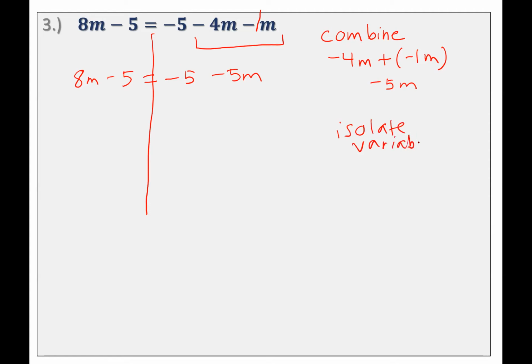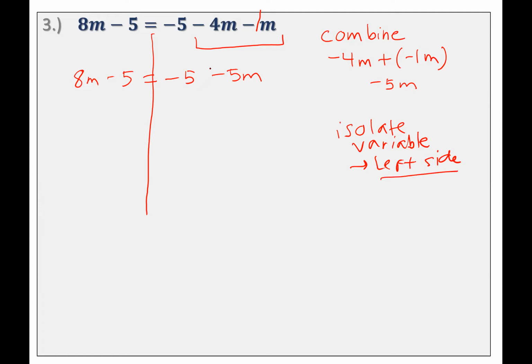And I'm going to try to get that variable to the left side. It doesn't have to be the left side, but that's kind of what I'm in the habit of doing, and I think it's a good habit to use. So I'm going to look at the negative 5m that we have on the right side. Let's cancel that out so that there's only variables on the left side.